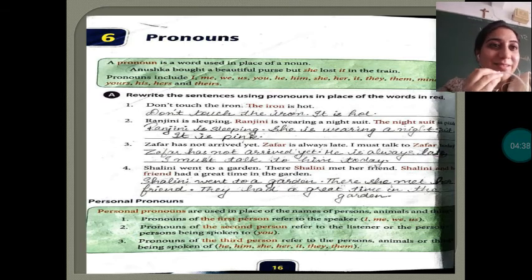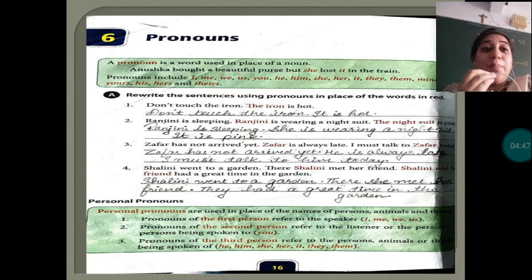I hope you are clear with this. It's very easy. You have to just remember one thing: instead of a noun you have to use a pronoun. So students, now personal pronouns. Personal pronouns are used in the place of names of a person, animal or thing.